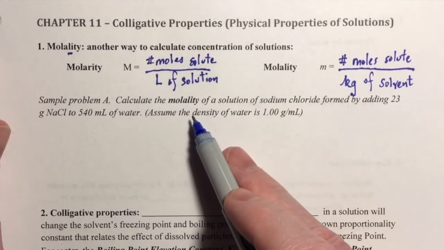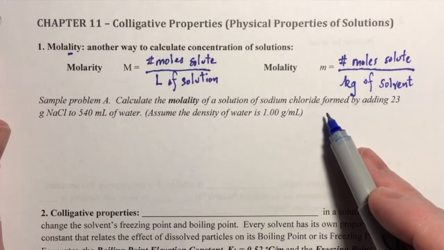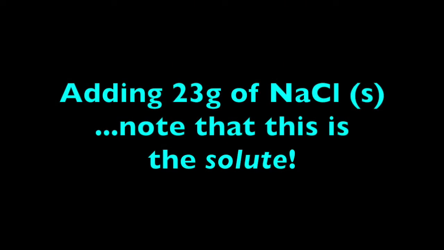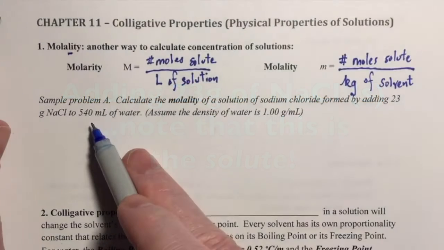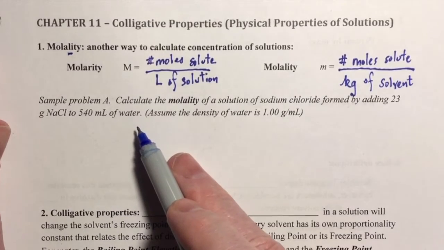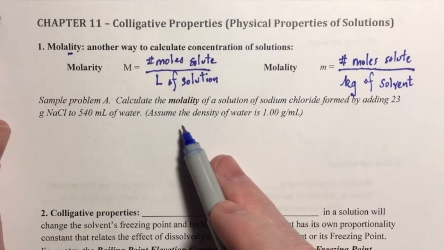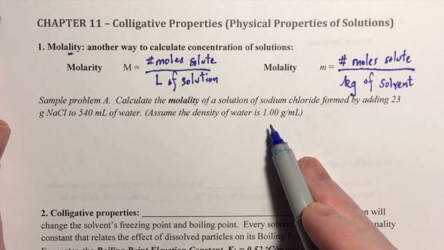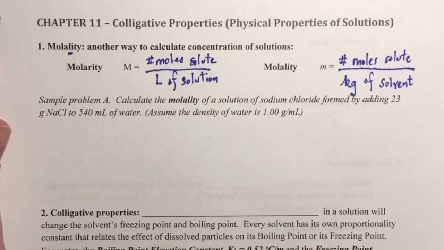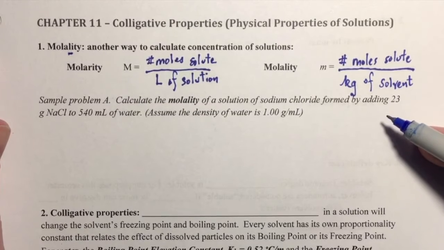So we're calculating the molality of a solution of sodium chloride, NaCl, to 540 milliliters of water. And we're going to assume the density of water is 1.00 grams per milliliter. So with that in mind, I'd like for you to try this, set this up, and pause the video, complete this problem if you can, and when you're finished, resume the video and I'll work through the problem for you.